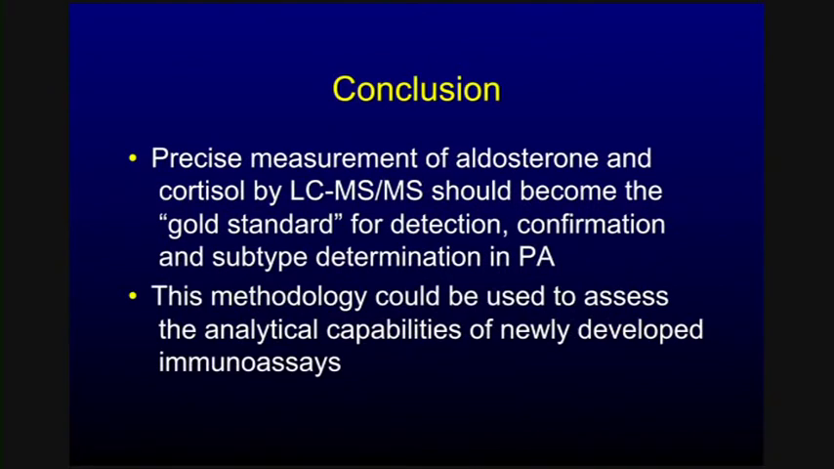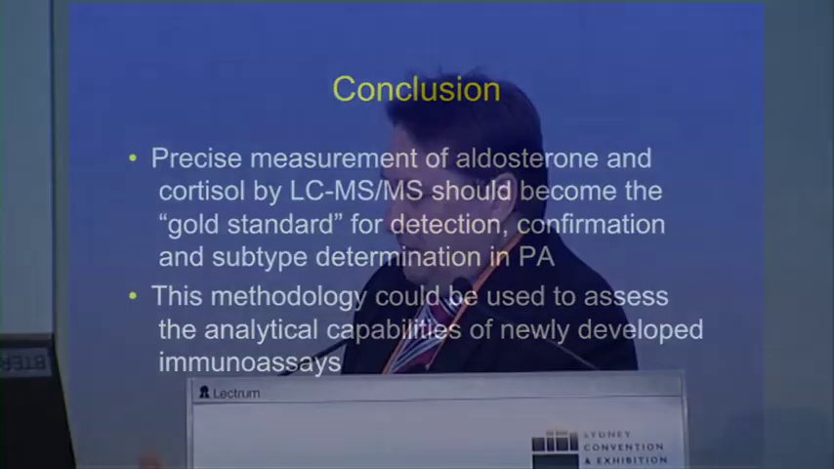The precise measurement of aldo and cortisol by tandem mass spec should become the gold standard for detection, confirmation, and subtype determination in primary aldo. But also, and I think this is very important for this particular workshop, this methodology can be used to assess the analytical capabilities of newly developed immunoassays, such as the ones we're about to hear from in the next speaker.